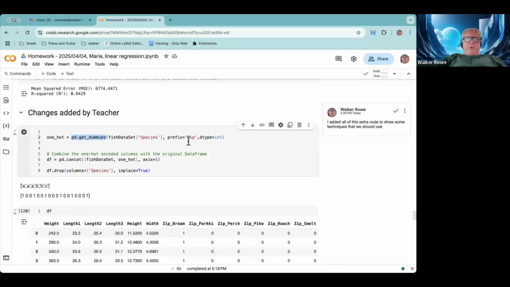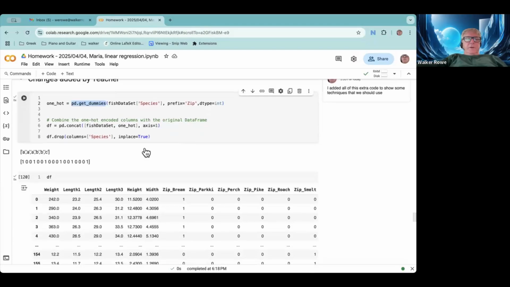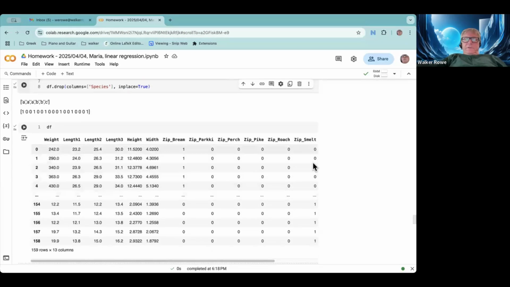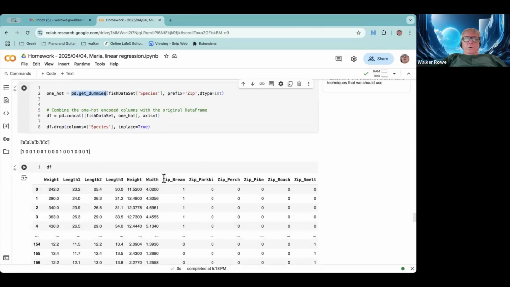Oh, I called it zip. I called it zip because I was using zip code. That's what Americans call postal code. So I said take the species, one hot, and code it. Look, so see how many brim we got? See how many smelt we have? See? So it added these columns. Okay, that made this data frame.